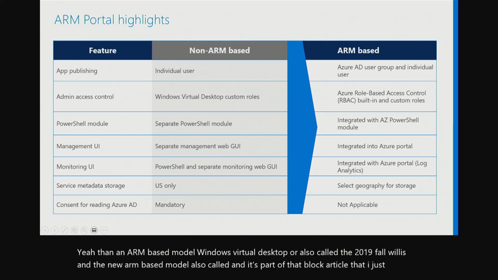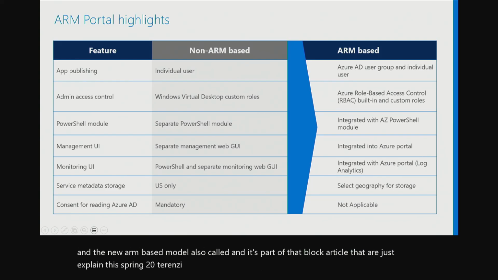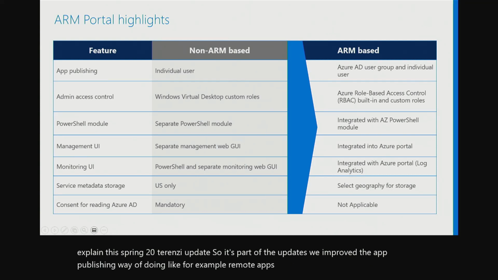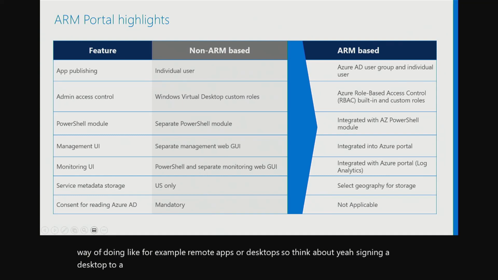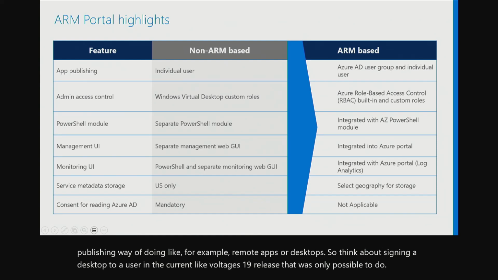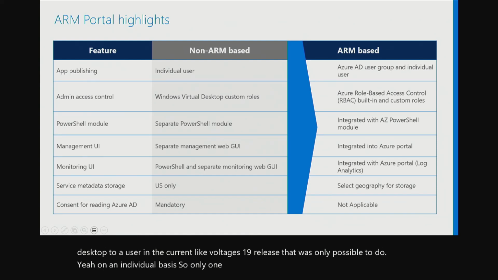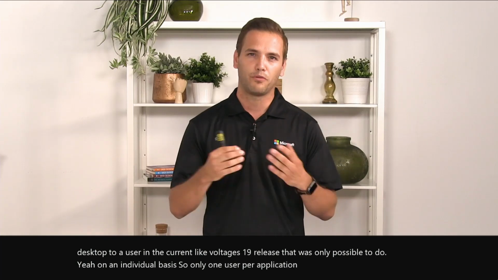the Spring 2020 update. So as part of the updates, we improved the app publishing way of doing, for example, remote apps or desktops. So think about assigning a desktop to a user. In the current fall 2019 release, that was only possible to do on an individual basis, so only one user per application group. With the new ARM-based model, we provide the option to configure Azure Active Directory groups, so a very dynamic way to provide access to applications and desktops.